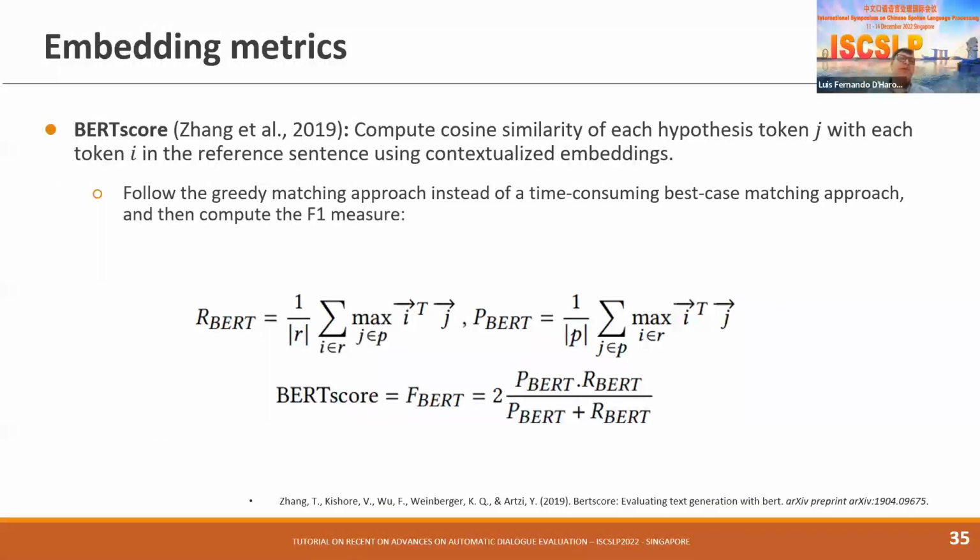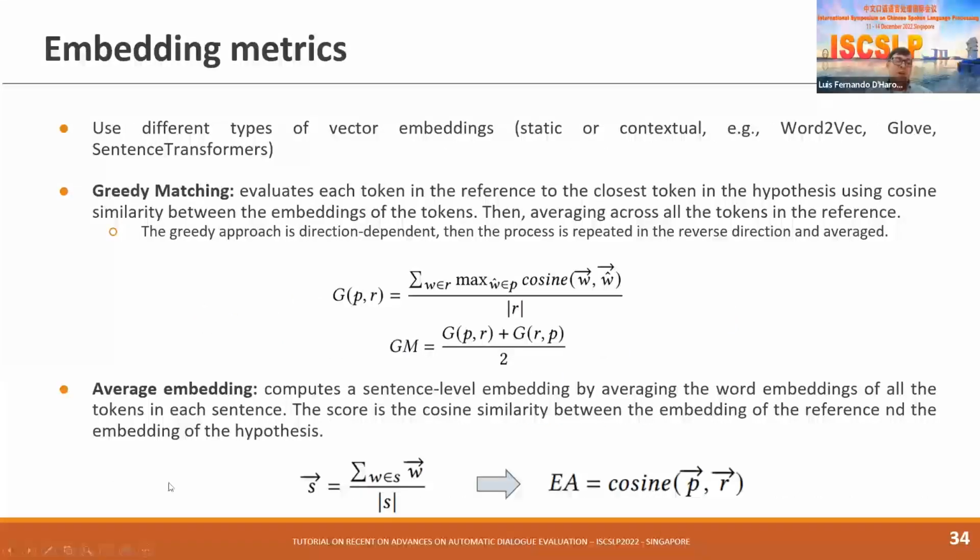Or we can have BERTScore. This is probably one of the most famous embedding metrics at this time. It is based on calculating the cosine similarity between each hypothesis token j and each token i in the reference sentence, but in this case using contextualized embeddings created by BERT. You know, BERT is transformer based, and it has better contextual information than static vector embeddings. So at the end of the day, you do a similar approach to greedy matching, but using vector embeddings from BERT, and that will provide similar results, but because of the contextualization, your results are probably better than if you rely on greedy matching or average embedding.